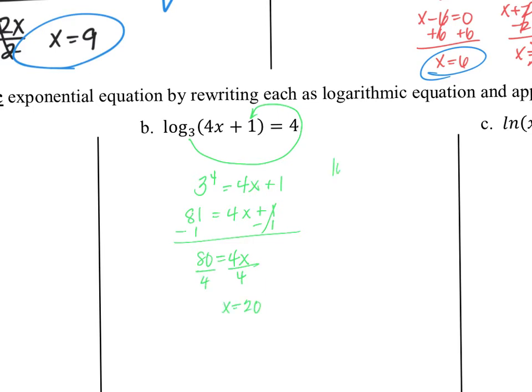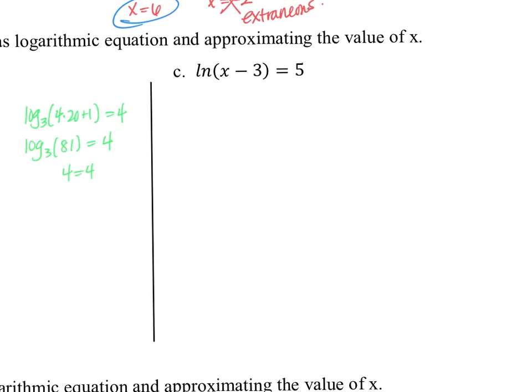Now we do need to check that. So log base 3 of 4 times 20 plus 1. Does that equal 4? Log base 3 of 81, does that equal 4? And if you put that log base 3 of 81 into your calculator, you do get that 4 is equal to 4. So that is your answer. Okay, so let's move on to the next one.